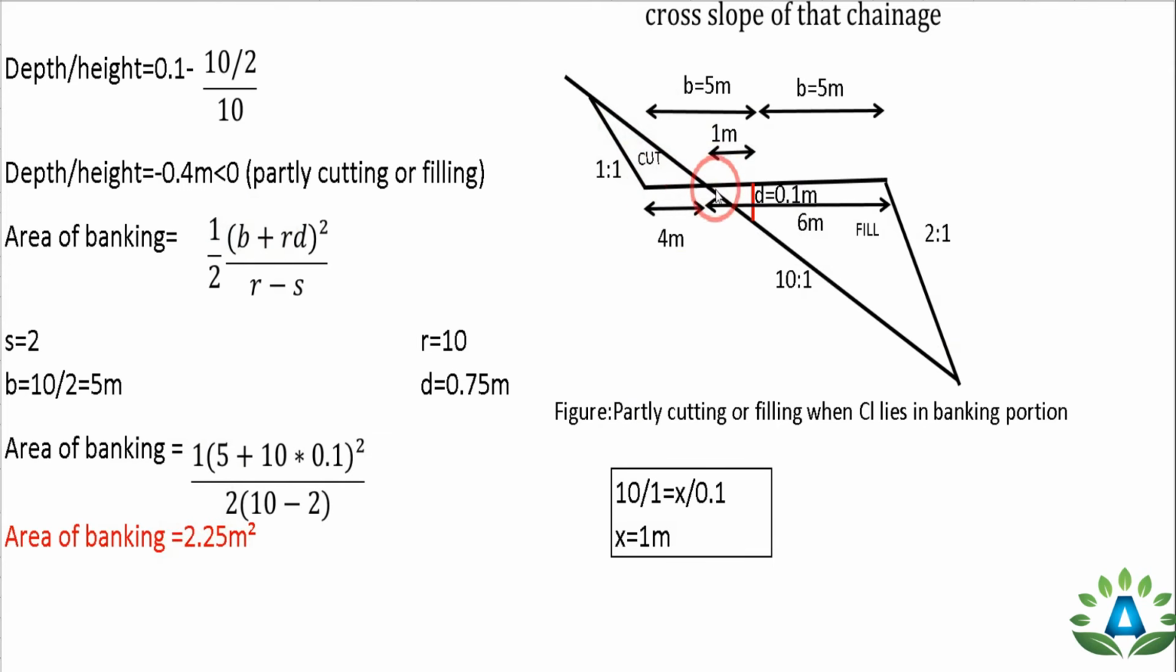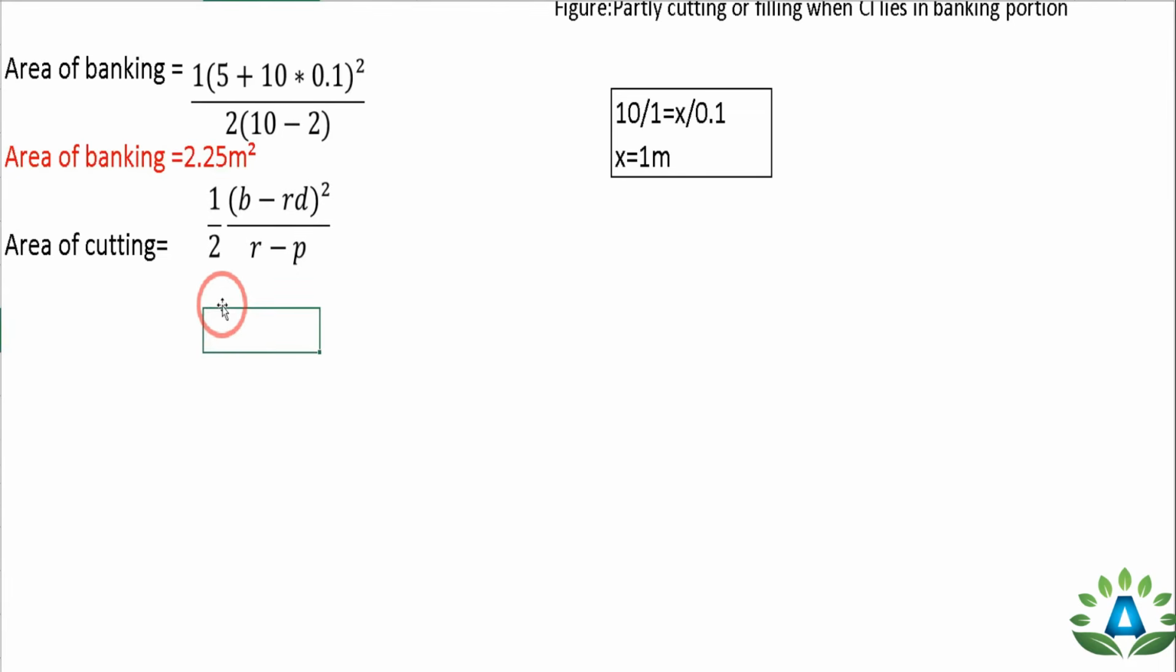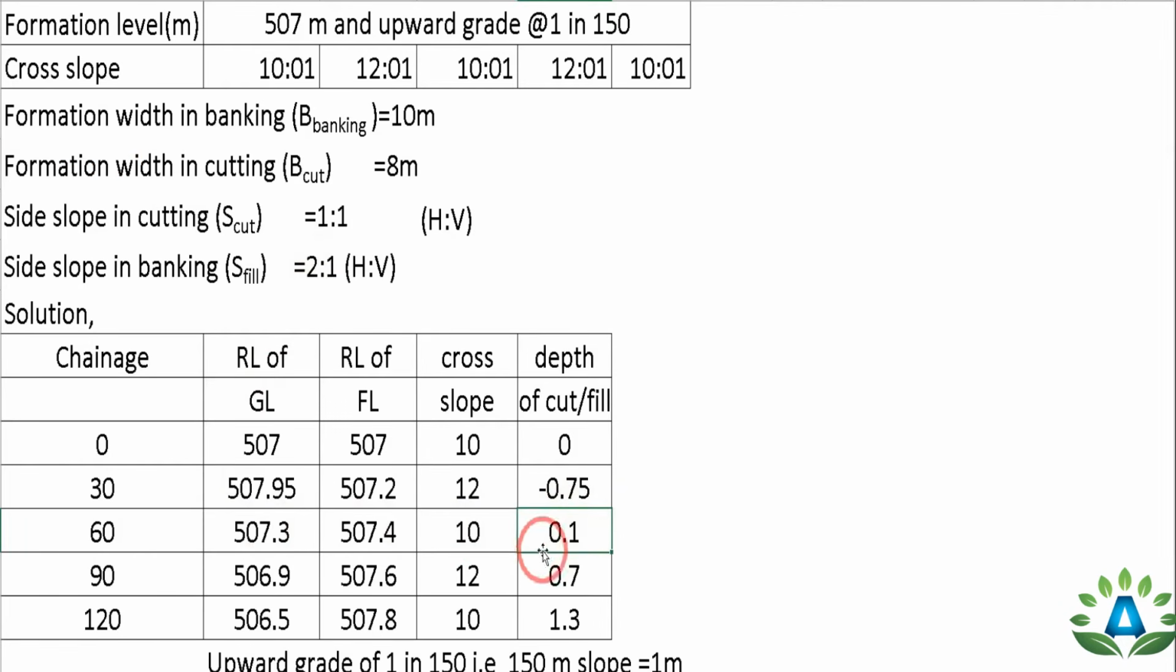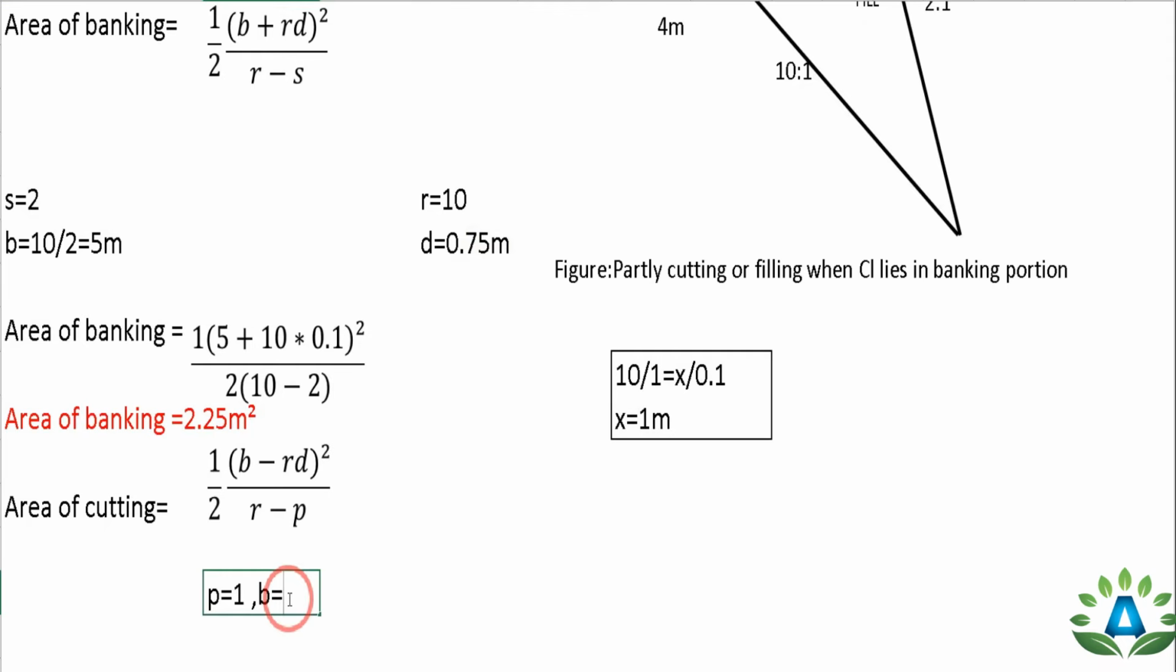So now we need to calculate this area of cutting. Here we have this side slope for cutting, that is 1:1, so it means that this value of p equals 1. At the chain edge of 60 we have this as the positive portion, that is, this is filling depth. So we need to use the formation with a fill. We have this value as 10 meter, so the small b will be 10 by 2, that is 5. So b equals 5 meter.